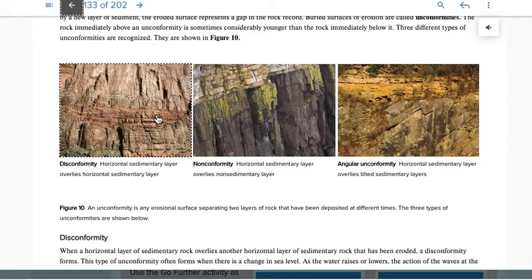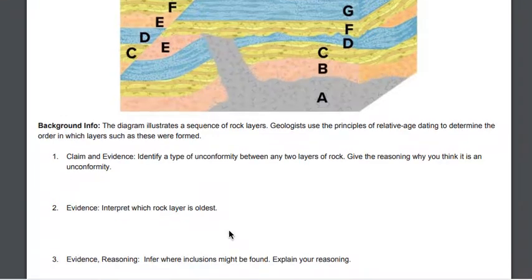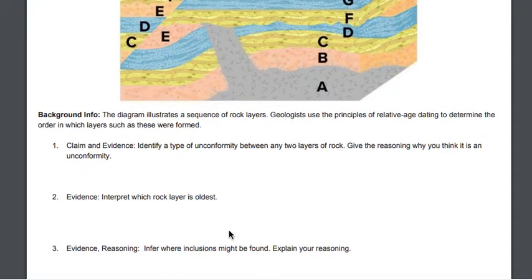So that's an unconformity. Another unconformity that you might see is an angular unconformity, or a nonconformity, where there's a hard rock layer covered by a sedimentary layer. Those are some choices to answer number 1. So do you see any evidence of erosion or angular unconformity?